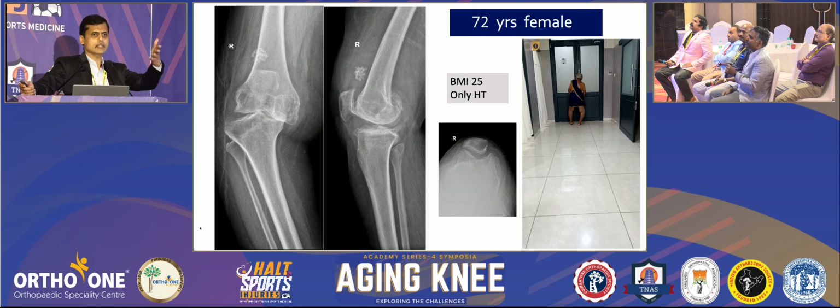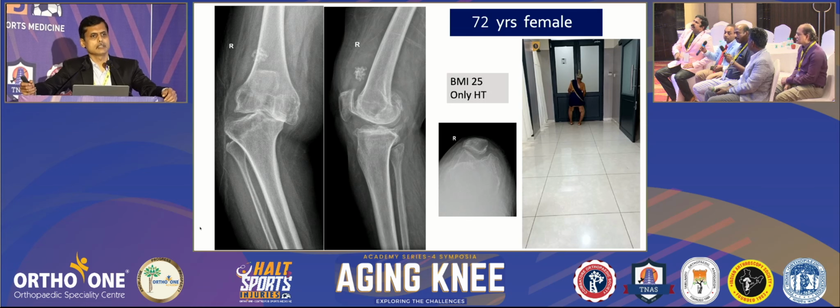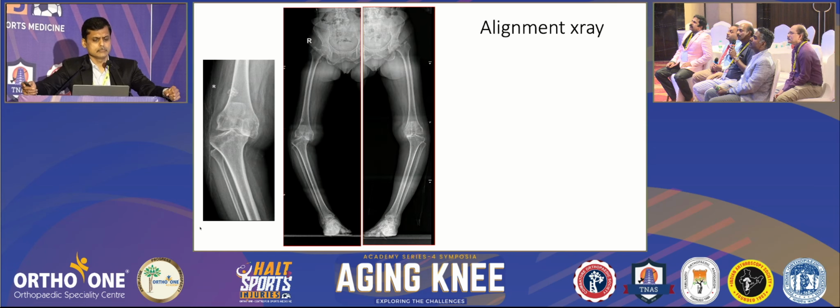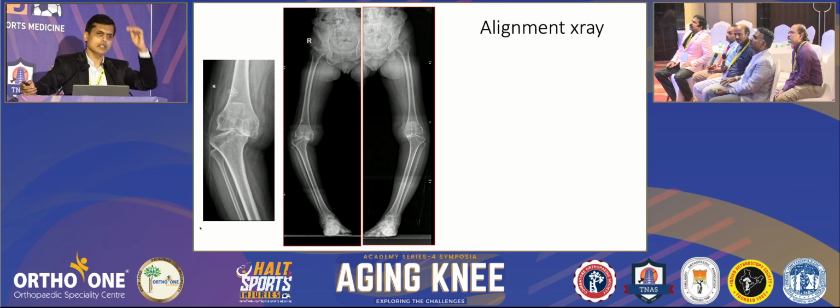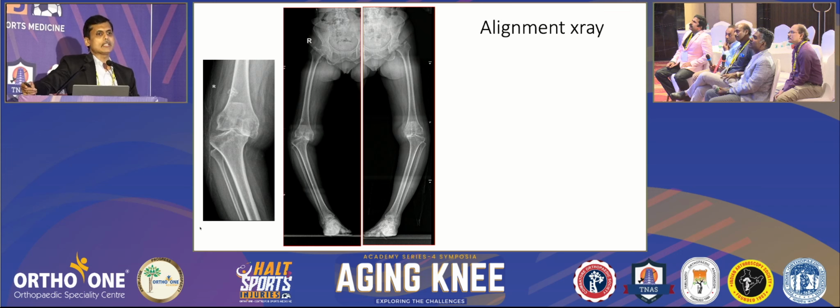Sir, anything else, any investigation wise you would like to add? Sir, maybe stress views can be taken to assess the collaterals and also a long leg view, orthoscanogram. So this is the long leg X-ray. In all these kind of cases, there is so much of deformity due to subluxation. Apart from this, the most important thing is again the preoperative planning.